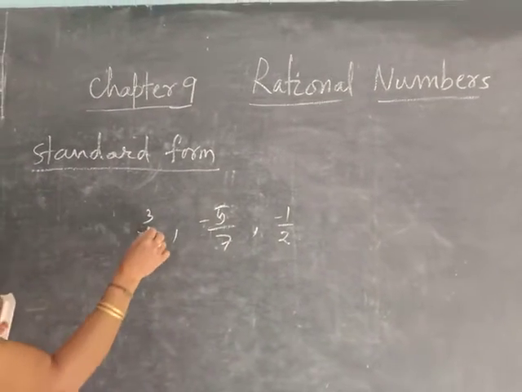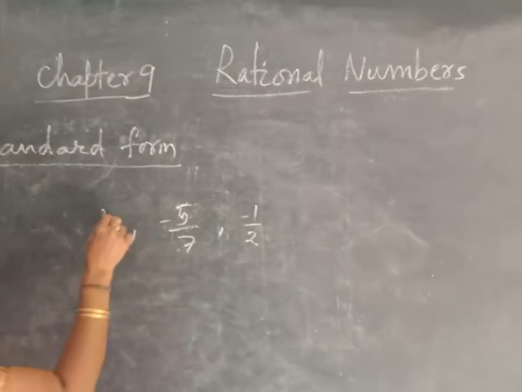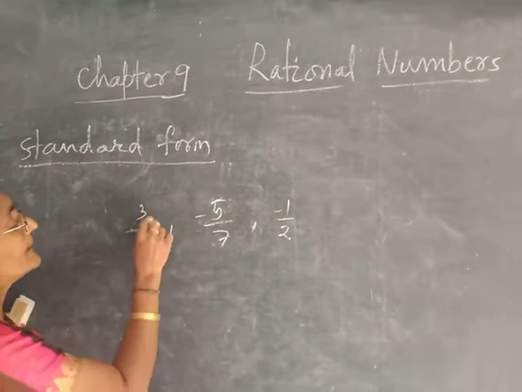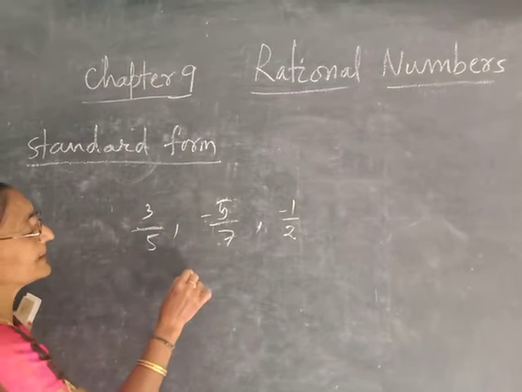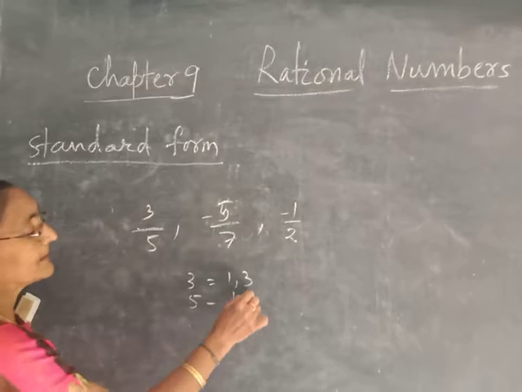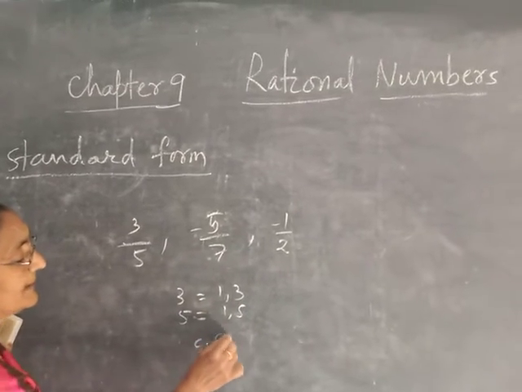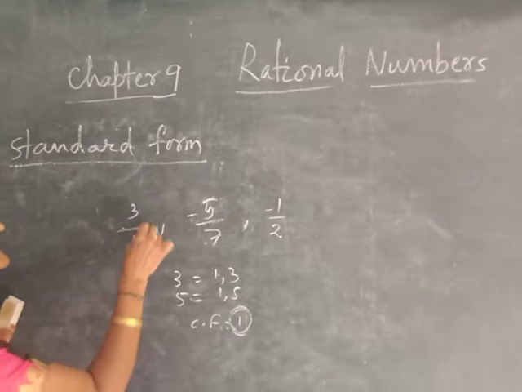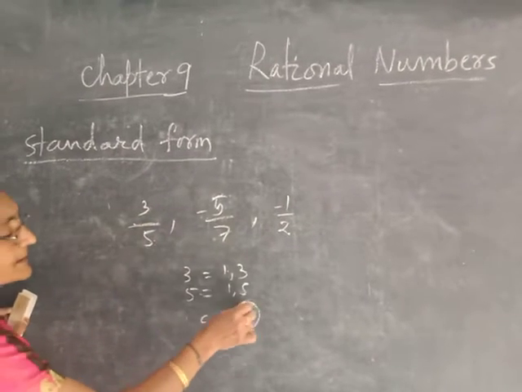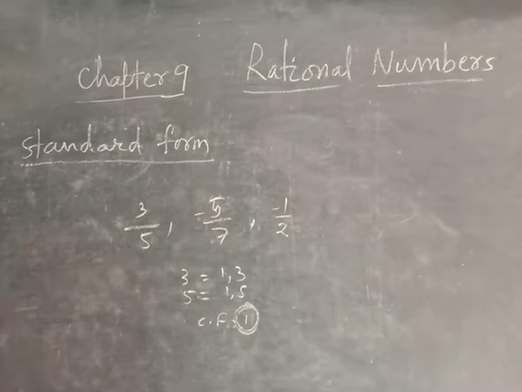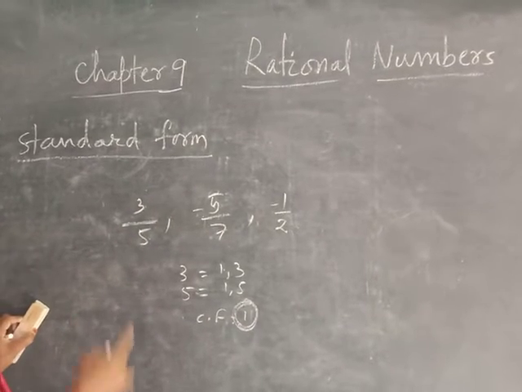Why? Because of the numerator and denominator, you see what the factors are. What is the factors of 3? 3 is 1 and 3. And what is the factors of 5? 1 and 5. So what is the common factor of both of these? The 1 is the common factor. So for both the numerator and denominator, the common factor is 1. Those rational numbers are called standard form. Do you understand this one?